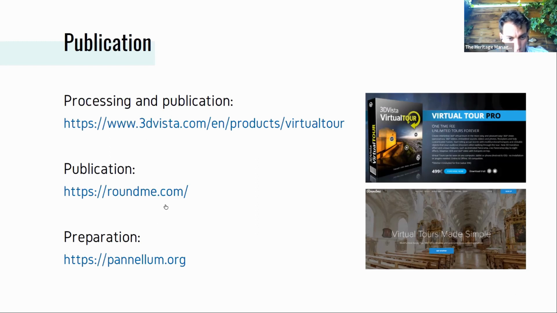There are also some other database or online services available for publication of panoramic images, like RoundMe. But in our case, we will do everything in Panelum. Panelum is a JavaScript-based library that we will use for our publication.